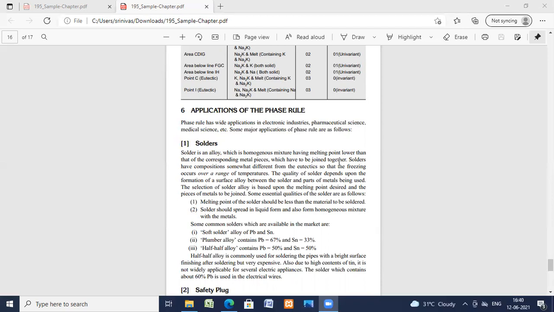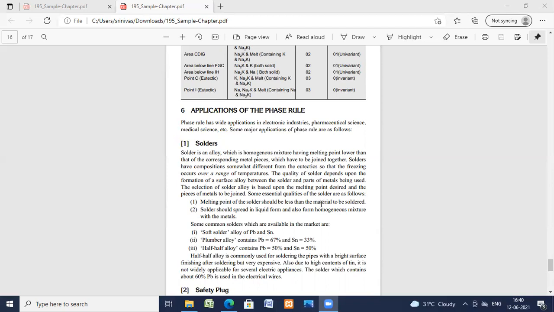This solder has a composition somewhat different from the eutectics, so the freezing occurs over a range of temperatures. And the quality of the solder depends upon the formation of the surface alloy between the solder and the parts of the metal that is used. So the solder alloy's melting point is designed depending on the metals that you join.